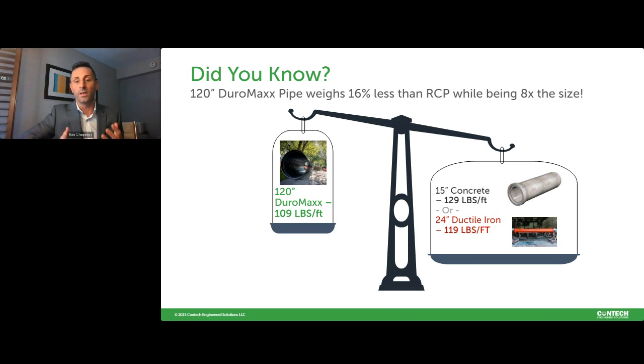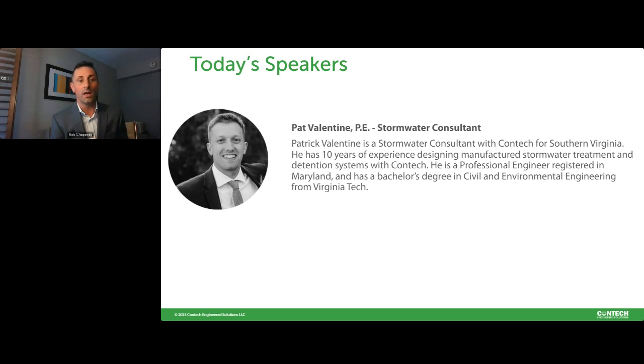So we're gonna talk 120 inch Duramax, 10 foot in diameter, and just compare some weights here. So on the left is that 120 inch Duramax weighing in at 109 pounds per foot. And then again, focusing on the handling aspect, ease of install, we'll look at a concrete pipe, 129 pounds per foot on 15 inches, so considerably less size. And if you want to reach the equivalent of 24 inch, we'll look at ductile iron, still weighing more at 119 pounds per foot.